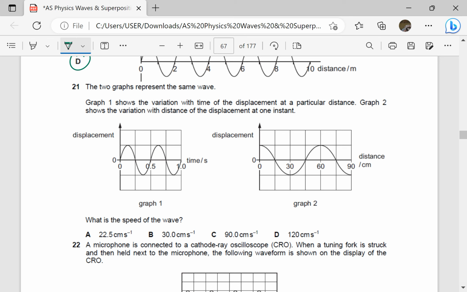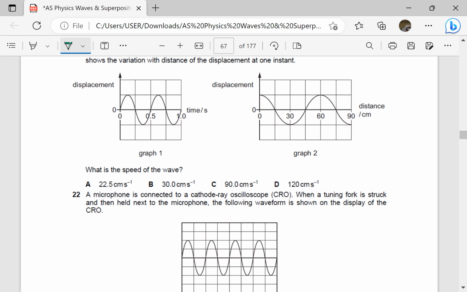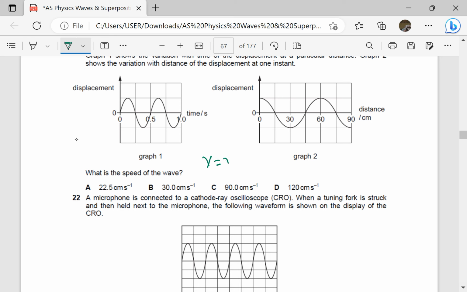The two graphs represent the same wave. Graph 1 shows the variation with the time of the displacement at a particular distance. Graph 2 shows the variation with the distance of the displacement at one instant. They are looking at the same wave. What is the speed of the wave? So speed is equal to lambda times f. So for the wavelength, we shall look at this one.